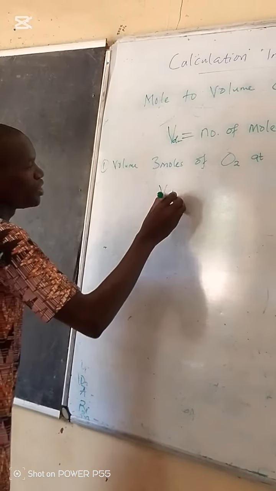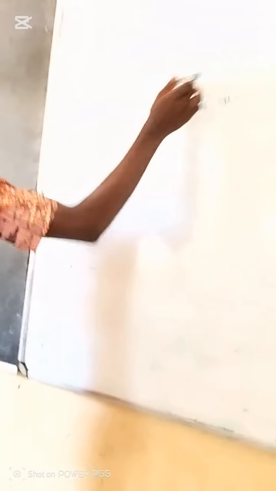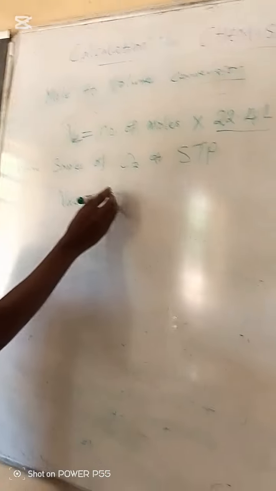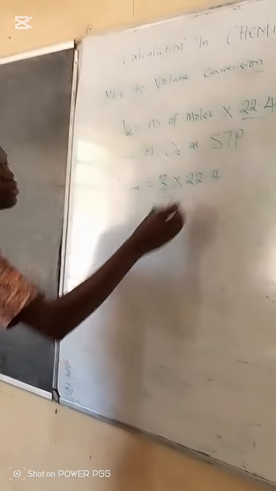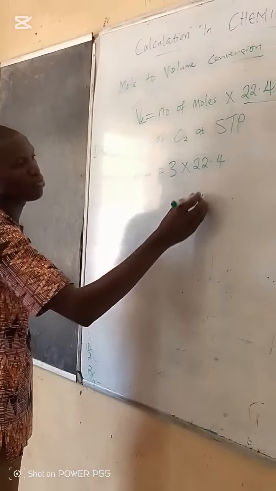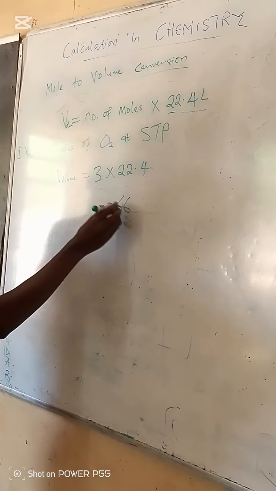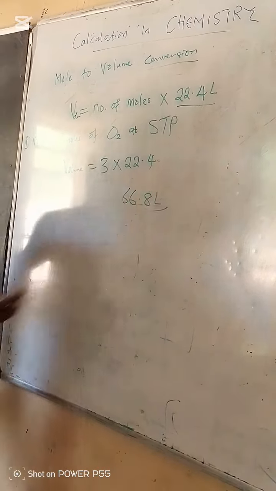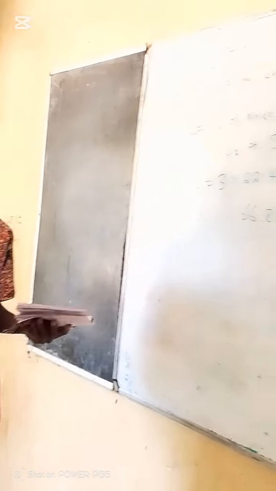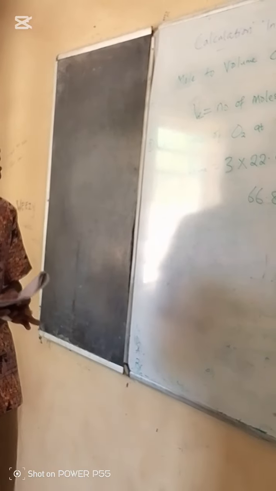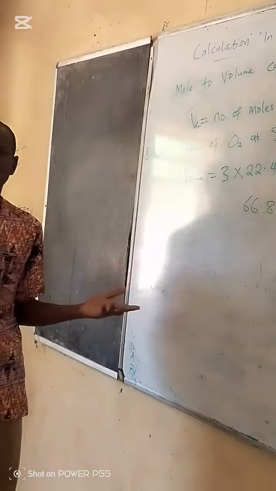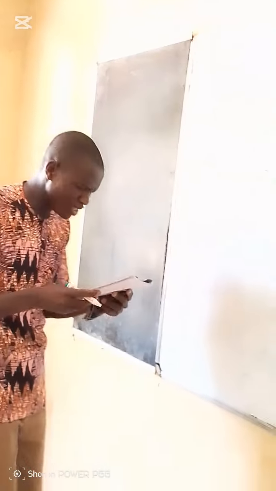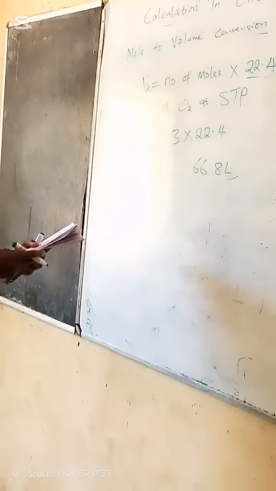So volume is equal to, what's the number of moles given? 3, correct. So we have 3 multiplied by 22.4. What's the final answer? 3 times 2, 6. 3 times 2, 6.8 liters. Simple. Do you see how simple these things are? But if you don't know it, when you see it in the exam, you will just be looking at it and move away, and you leave marks like that. No. Let's look at the second example very quickly before we move to the last part.